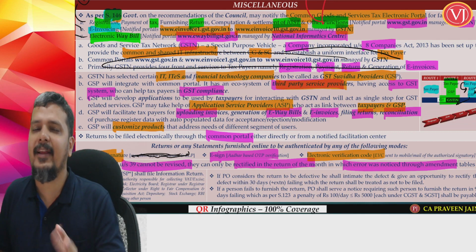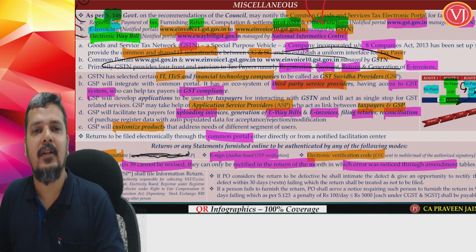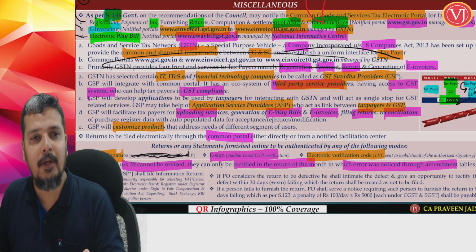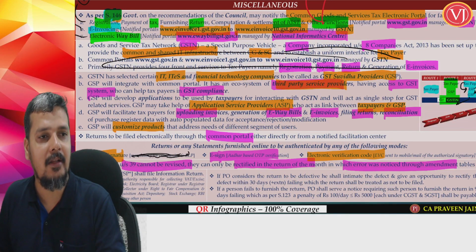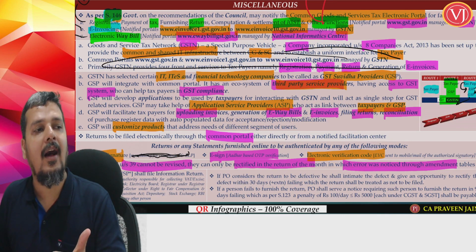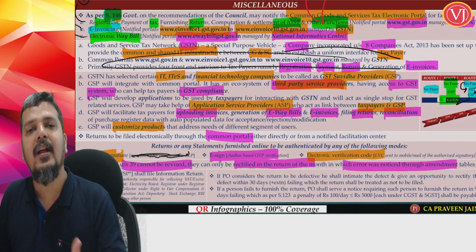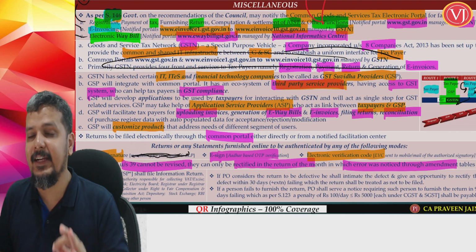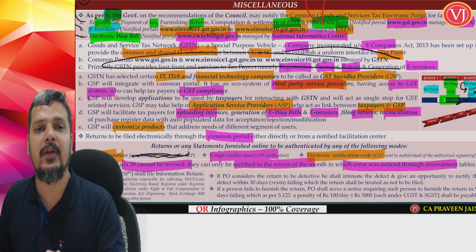See, there can be only two types of mistakes. One, omission: I did not report it. Two, error: I have wrongly reported it. Either I did not report a transaction or I wrongly reported a transaction. You cannot revise any return. The GST portal will not allow you to revise the return.